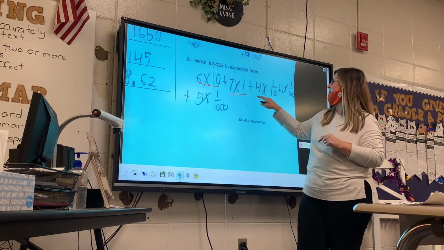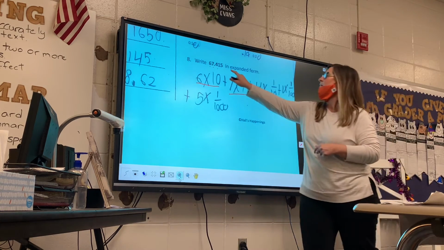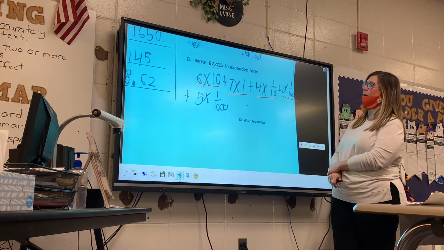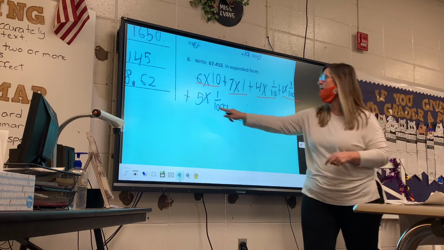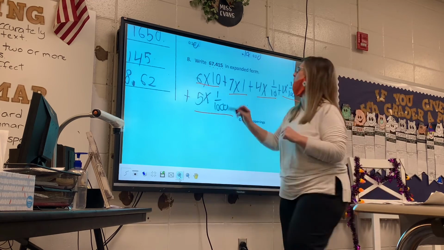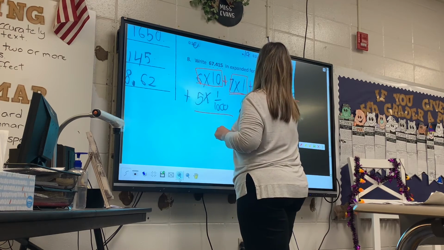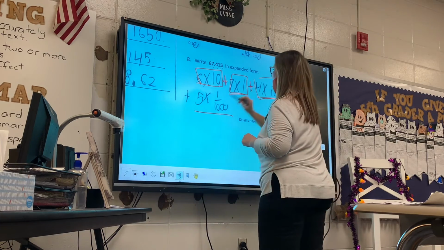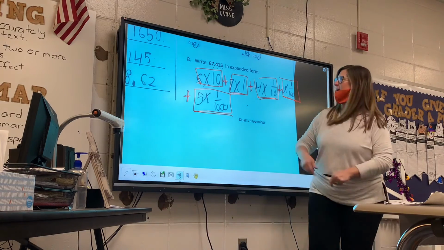This 4 is in the tenths place, so it's 4 times 1/10. This 1 is in the hundredths place, so it's 1 times 1/100. This 5 is in the thousandths place, so it's 5 times 1/1,000. And what did you notice happened in between each digit? We added in between each digit so that we could put this number back together.